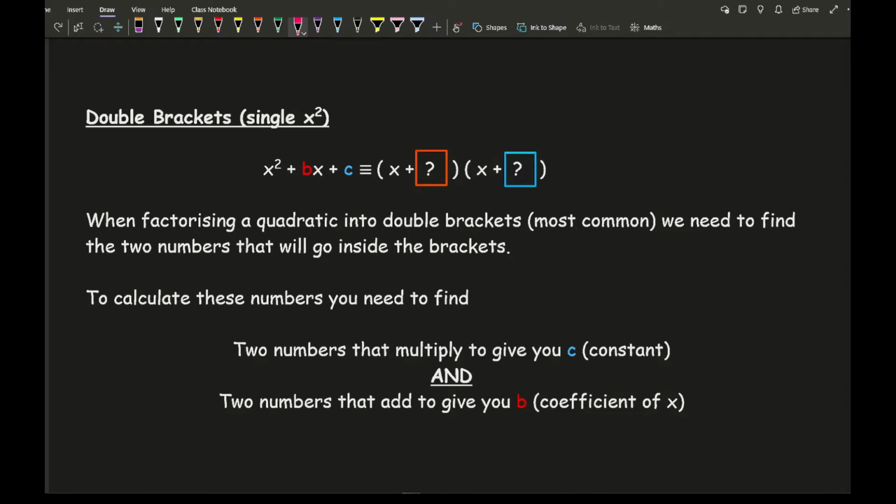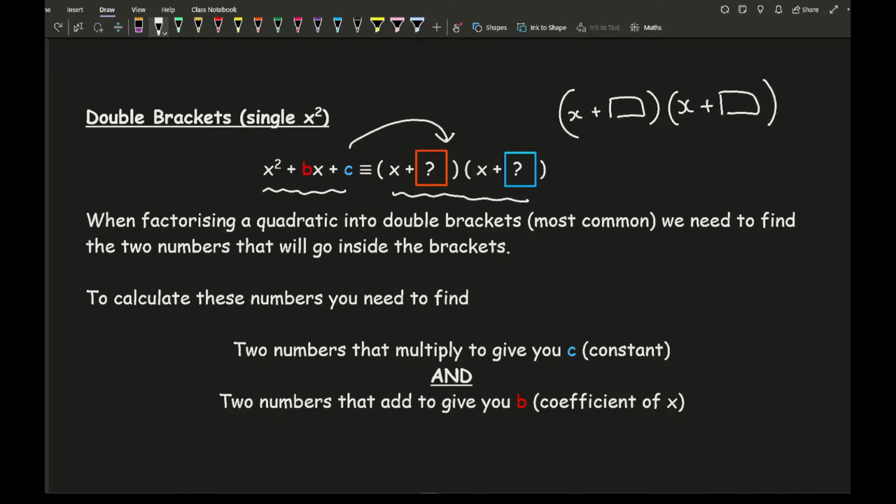Now when factorising a quadratic into double brackets, which is the most common form that you're going to need to be doing, we need to find the two numbers that go inside the brackets. So what we want is, we end up with something that looks like this, and we want to turn it into something that looks like this. So we want two brackets in which we've got x plus something, and x plus another number, being multiplied.